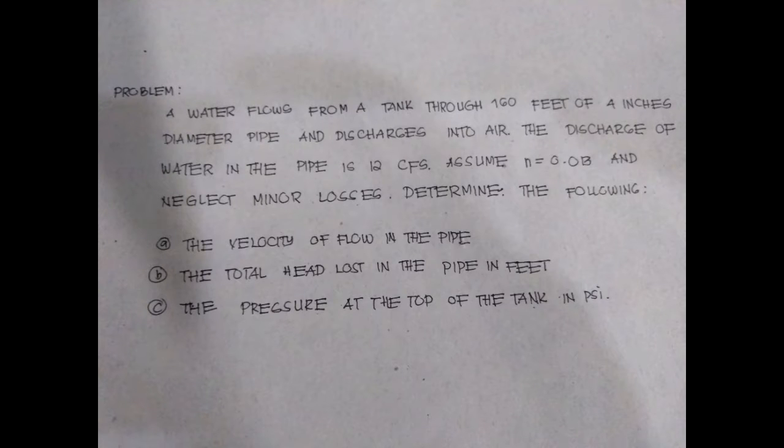Water flows from a tank through 160 feet of 4 inches diameter pipe and discharges into air. The discharge of water in the pipe is 12 CFS. Assume n equals 0.013 and neglect minor losses. Determine the velocity of flow in the pipe in FPS, the total head loss in the pipe in feet, the pressure at the top of the tank in PSI.